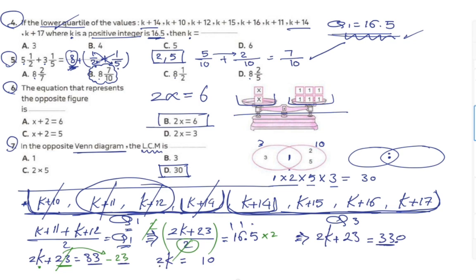I need to get rid of this 2 by dividing by 2 on both sides. Now I have 2 over 2 equals 1. So 1k equals 10 over 2 equals 5. Just divide 10 by 2. Now I have k equals 5. k equals 5. Now it shows 5. Let's continue.